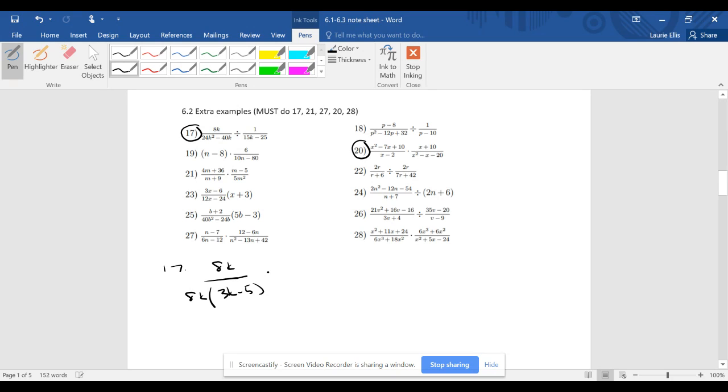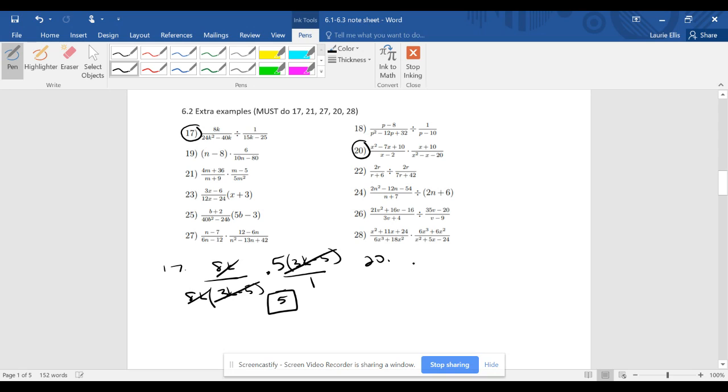And then I'm going to multiply by, I'm going to do this in a couple of steps. The 15k minus 25 is in the numerator now because I'm multiplying by the reciprocal. So my numerator is 5 times 3k minus 5 over 1. 8k simplifies with this. 3k minus 5 simplifies here. So my answer is 5.